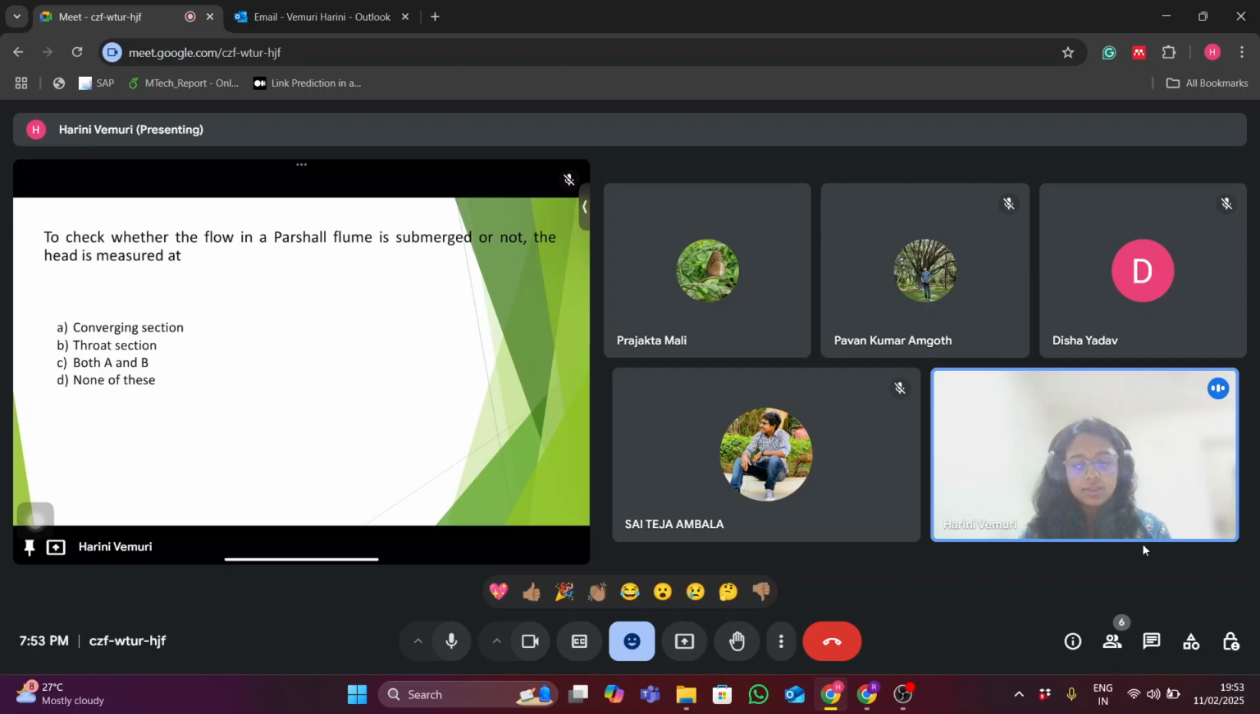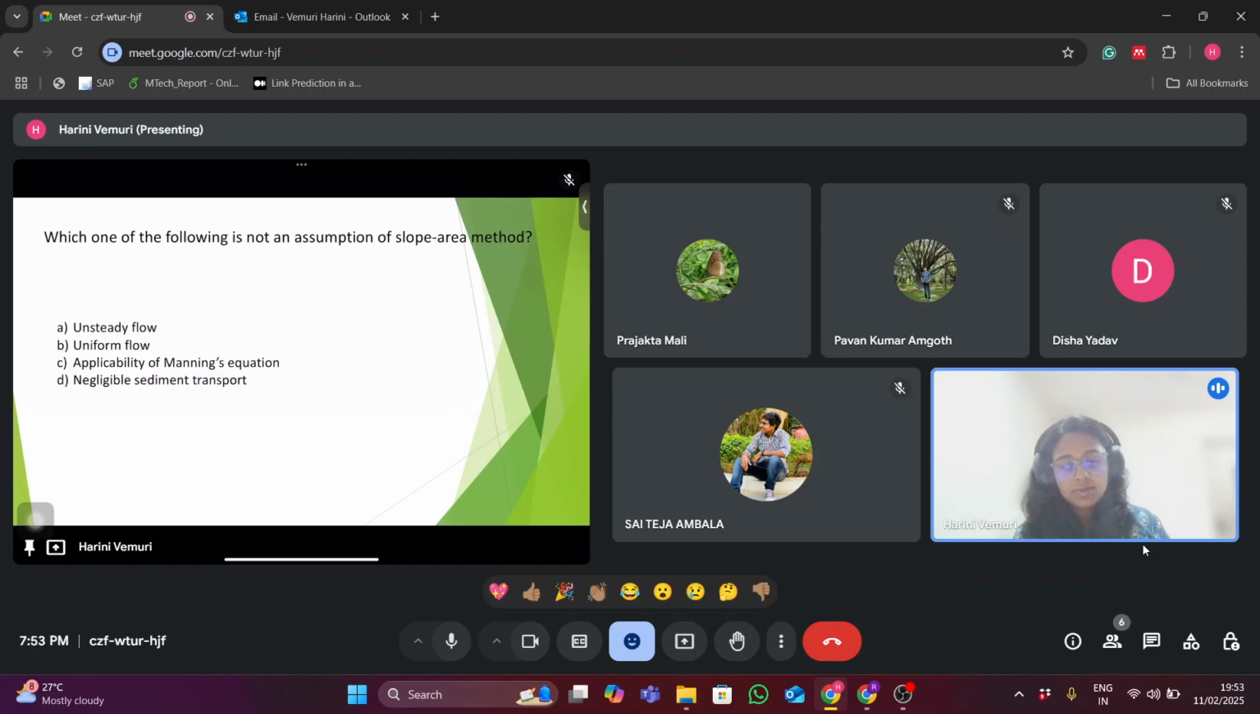The next question is to check whether the flow in a Parshall flume is submerged or not. The head is measured at option A converging section, option B throat section, option C both A and B, option D none of these. The answer for this is option C, both A and B. We need to measure head at both the sections to know whether the Parshall flow is submerged or not.